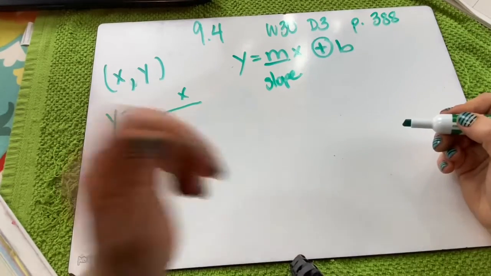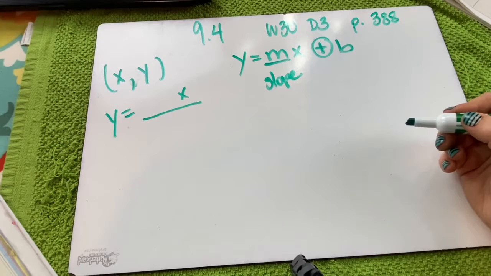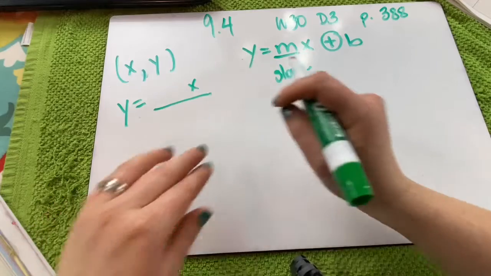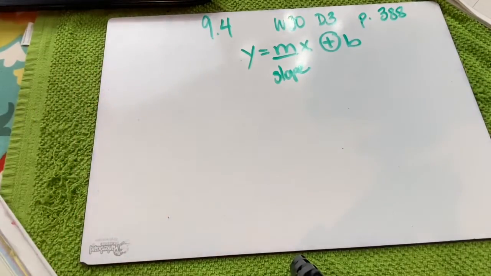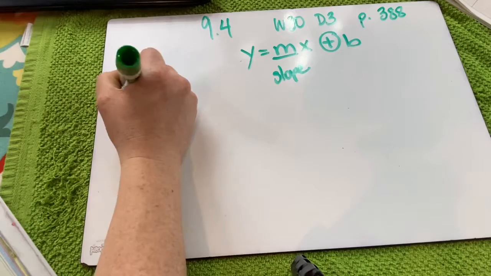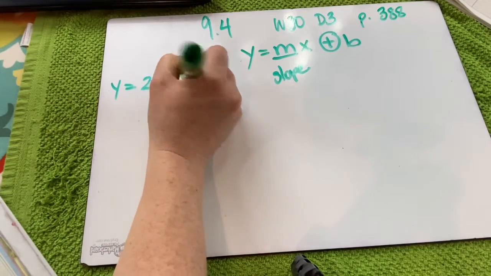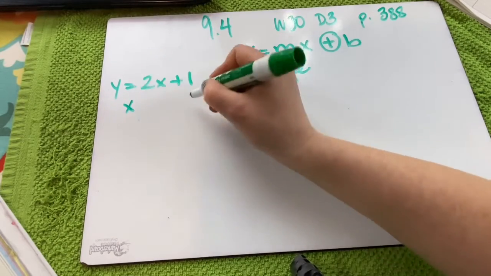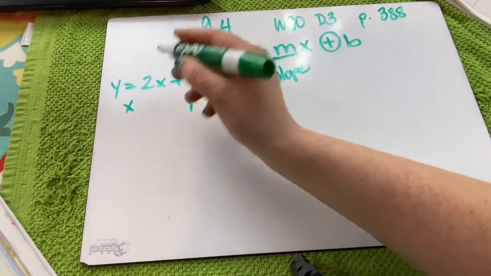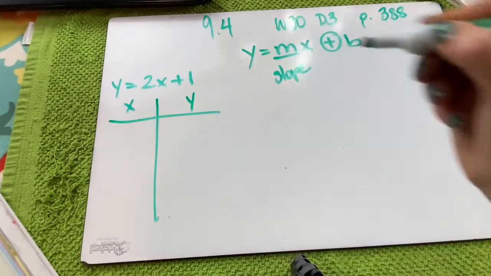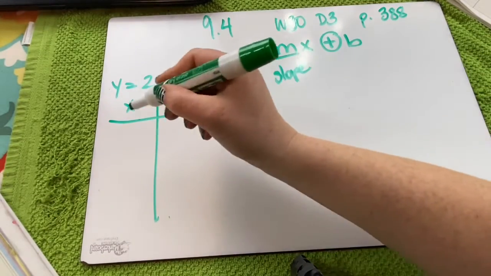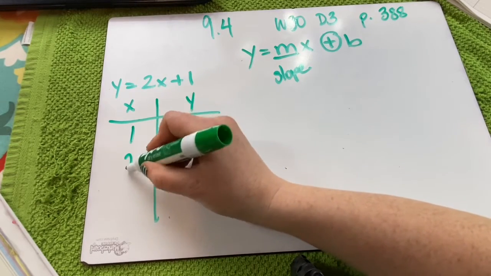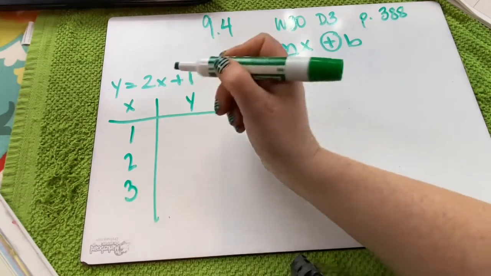Okay, so they have this equation, right? I'm going to erase this part. They have this equation that says y equals 2x plus 1, okay? We know how to find the ins and the outs, right? So the x and the y's, okay? So if they give us the x's, which is 1, 2, 3, right? That will give me 3 points.